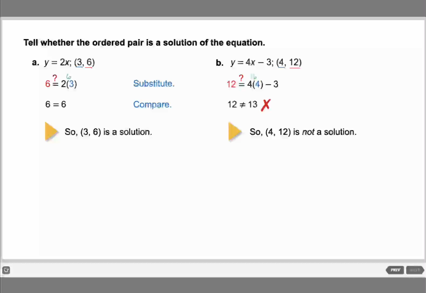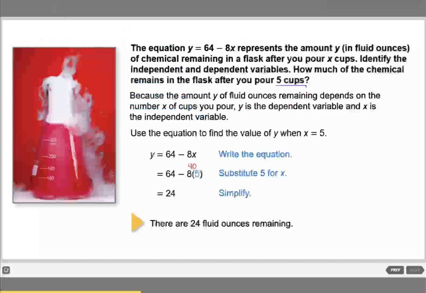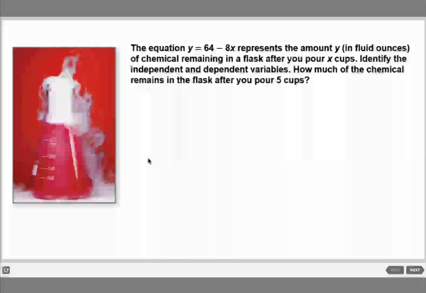Okay, my heroes, for the next example, I will use this page. The equation y equals 64 minus 8x represents the amount y in fluid ounces of chemical remaining in a flask after you pour x cups. Identify the independent and dependent variables. Then we have the question: how much of the chemical remains in the flask after you pour 5 cups?